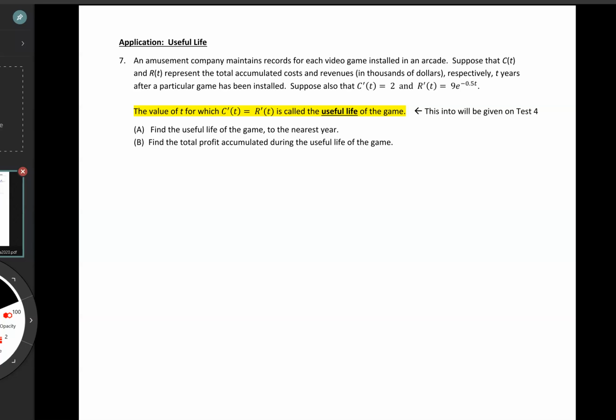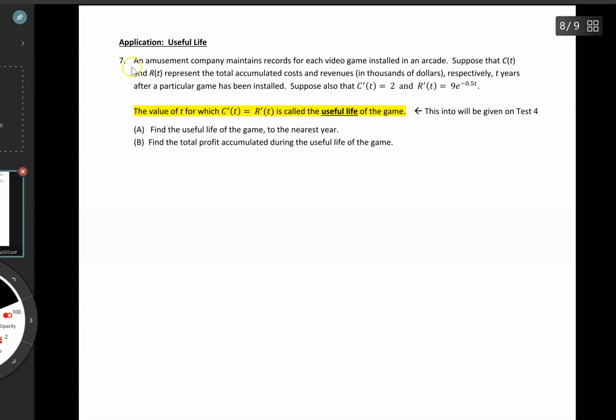So this first one is this idea of useful life. The useful life of a product. When you buy something like a copy machine, you know, there are expenses to a copy machine. It starts to break down. You need to repair it. So at some point, the business has to decide when its useful life is done, right? So this idea of useful life, you'll see in some of your business classes later on.